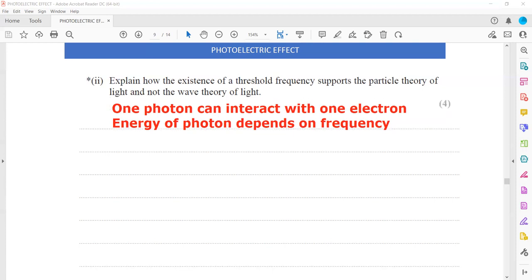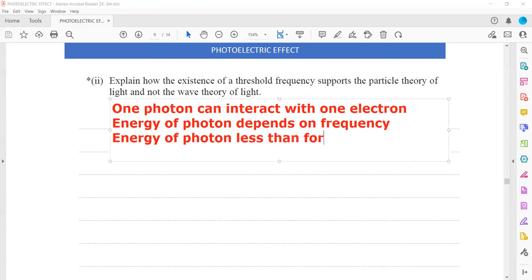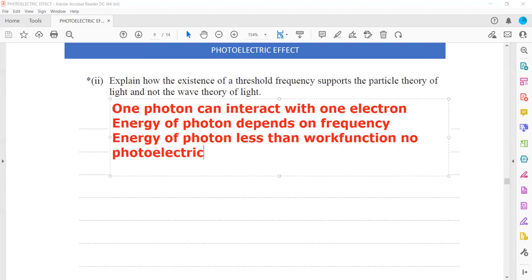So what will happen if the photon energy is less than the work function? As you can see from the graph on the previous page, if the energy of the photon is less than the work function, then there is no photoelectric effect; no electron is able to come out.